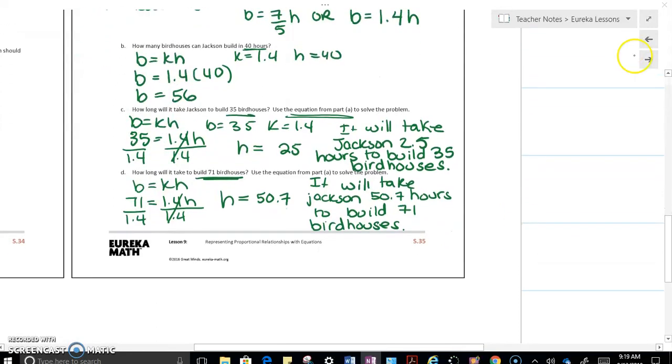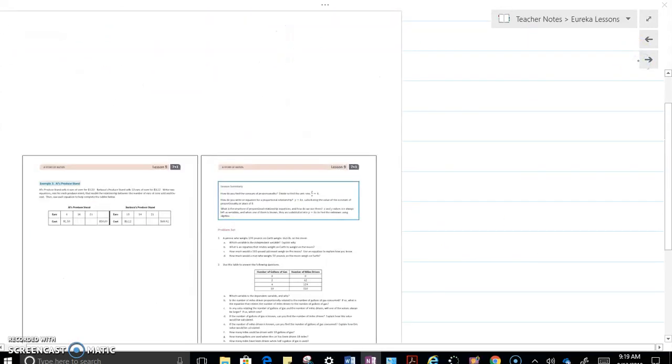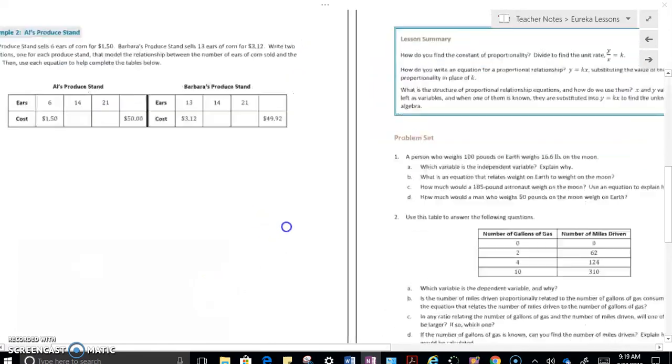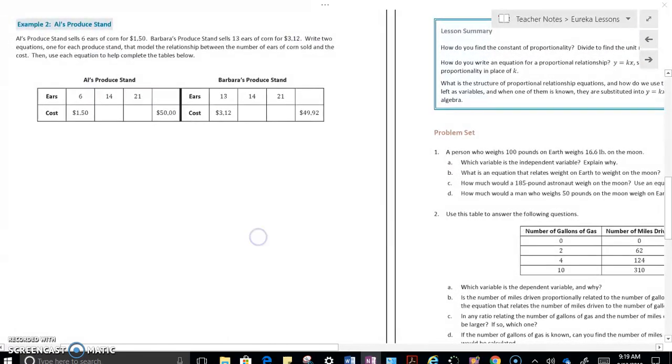Let's go on to example 2. Al's Produce sells 6 ears of corn for $1.50. Barbara's Produce stand sells 13 ears of corn for $3.12. Write 2 equations, one for each produce stand, that model the relationship between the number of ears of corn sold and cost. Then use the equations to help complete the table.